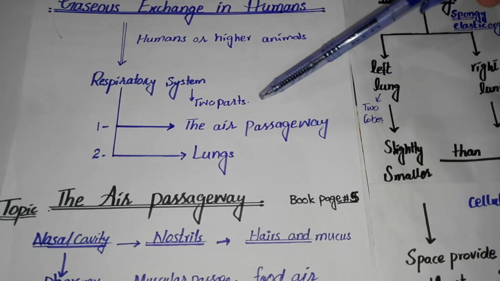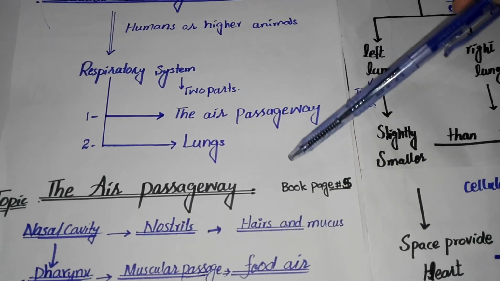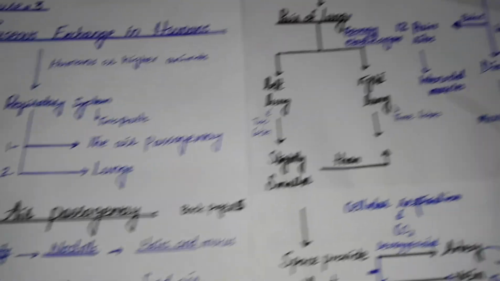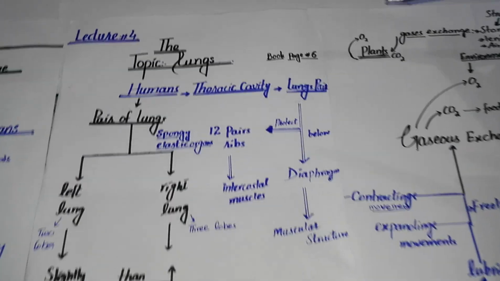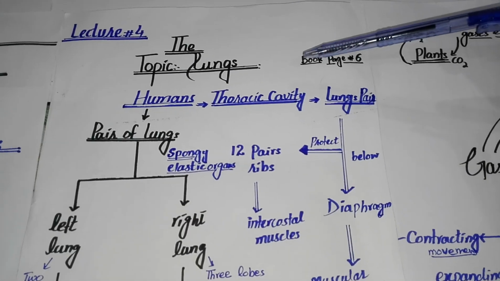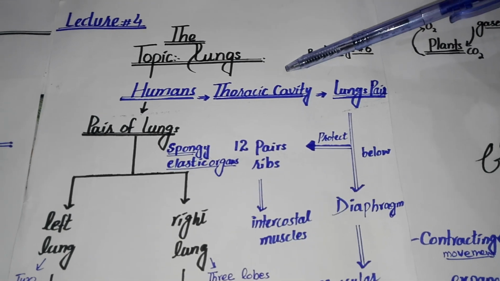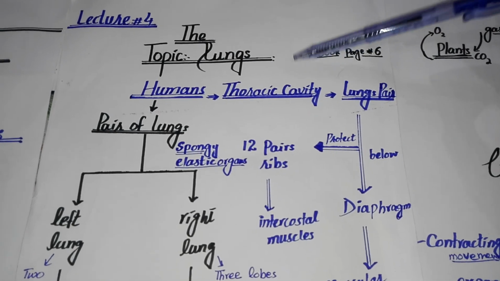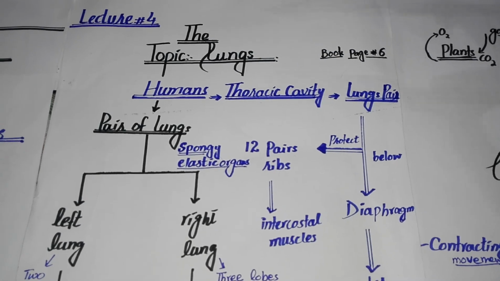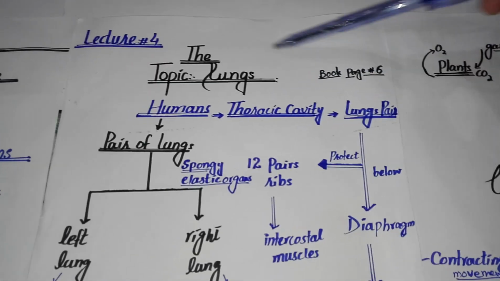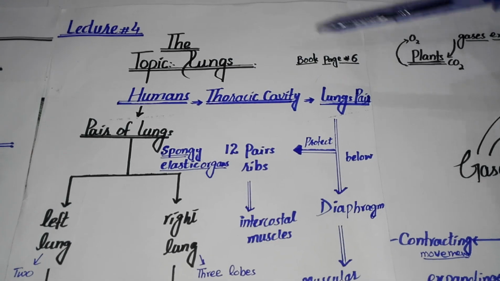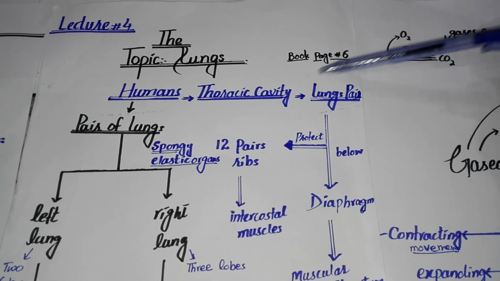Today we will discuss the second part of the respiratory system, that is the lungs. Today I have the fourth lecture video and the topic is lungs. We will discuss this topic in detail, and we will see how the gaseous exchange takes place through the lungs, what the function of the lungs is, and where the lungs are present. These lungs are on book page number 6.